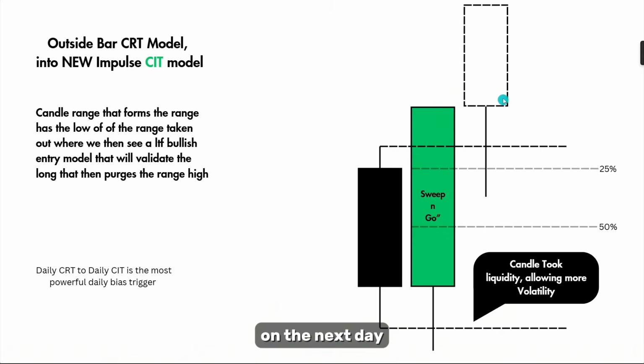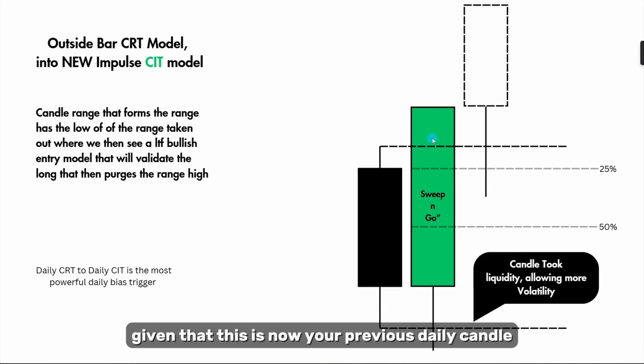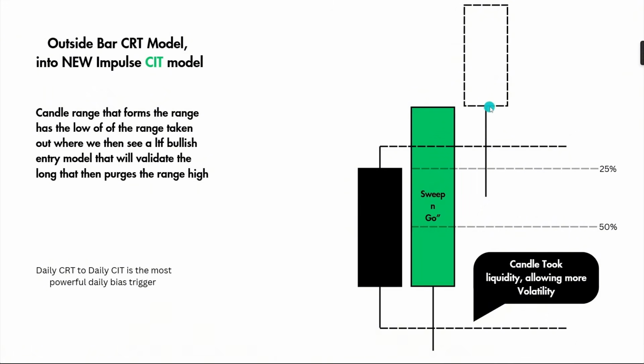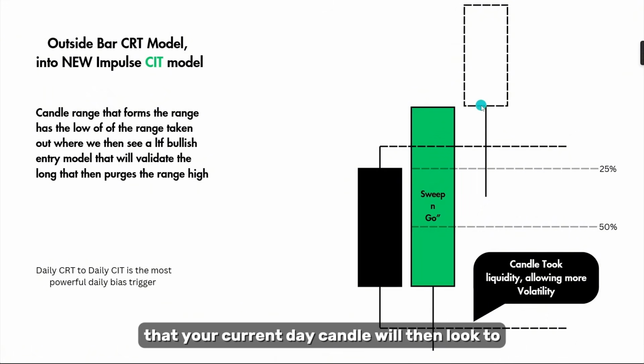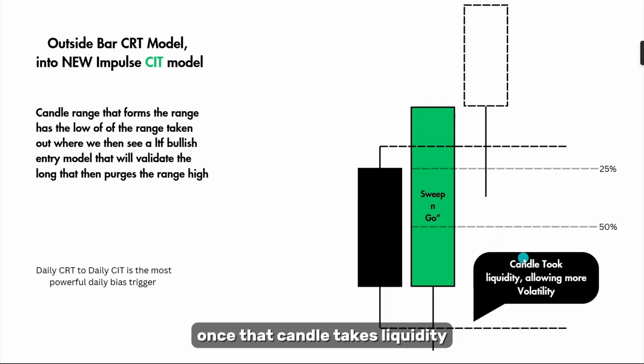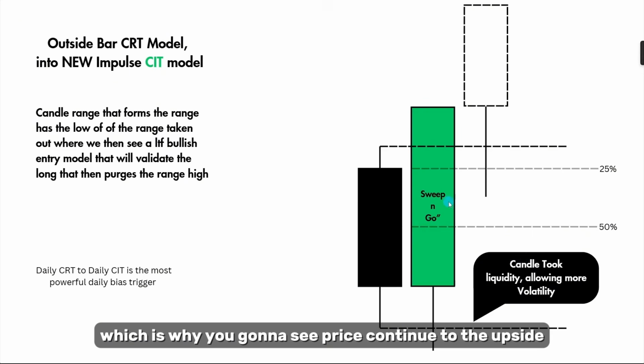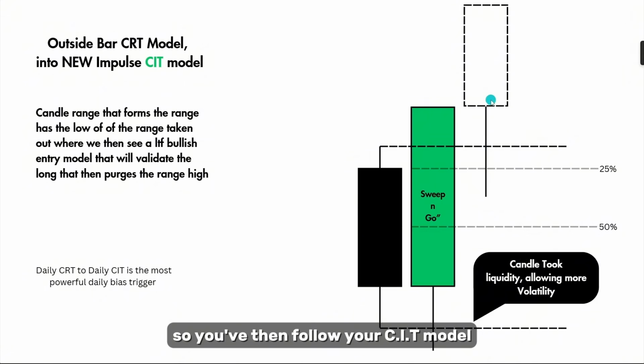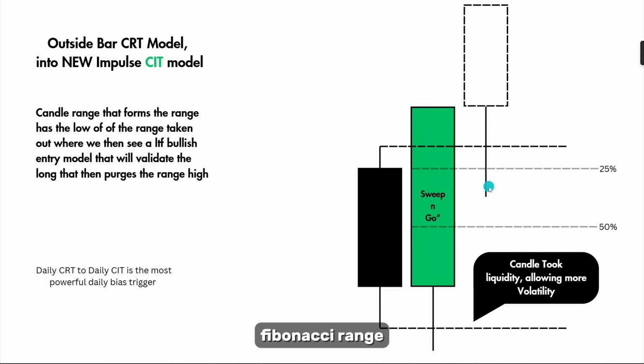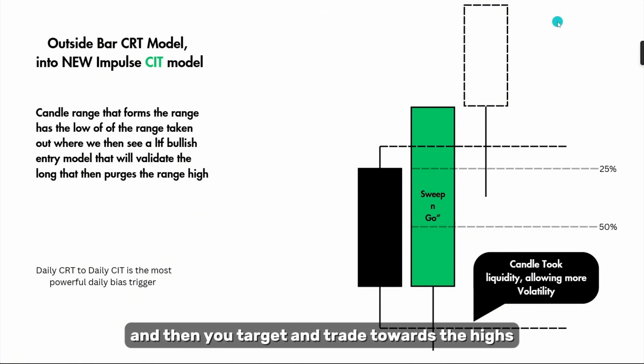However, on the next day, given that this is now your previous daily candle, understand that your current day candle will then look to proceed with the impulse of movement. Once that candle takes out liquidity, it allows more volatility, which is why we're going to see price continue to the upside. So you then follow your CIT model, looking for that previous candle close and then a retracement into the 25 or 30% Fibonacci range, and then you target and trade towards the highs.